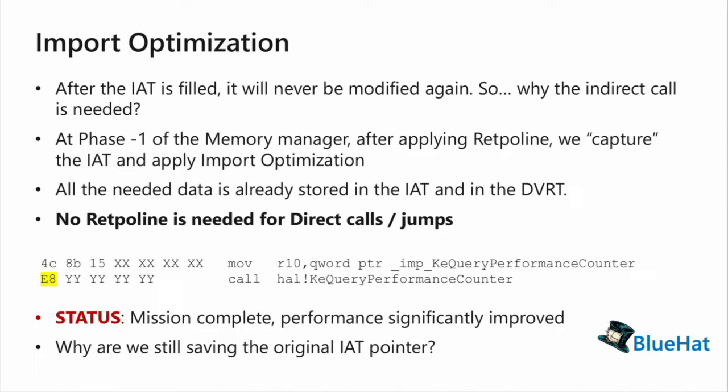In this case, we can see the new code that uses import optimization. As you can see, there is a direct rel32 call. It means that the function is called directly, and there is no speculation feasible in this case. So we found that the mission was complete because the performance improved a lot. If you have seen, we are still saving the original pointer. We will see in a while why we do that.